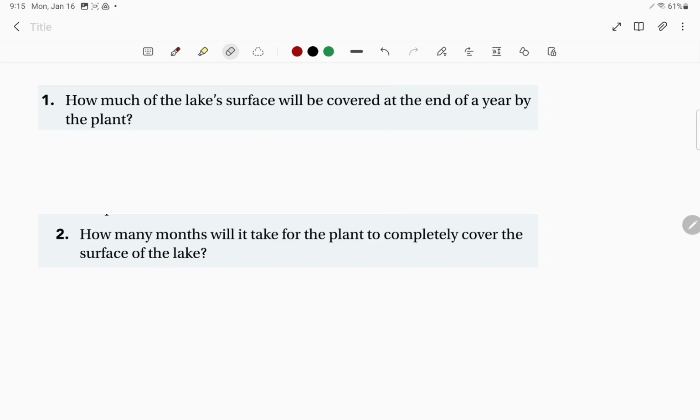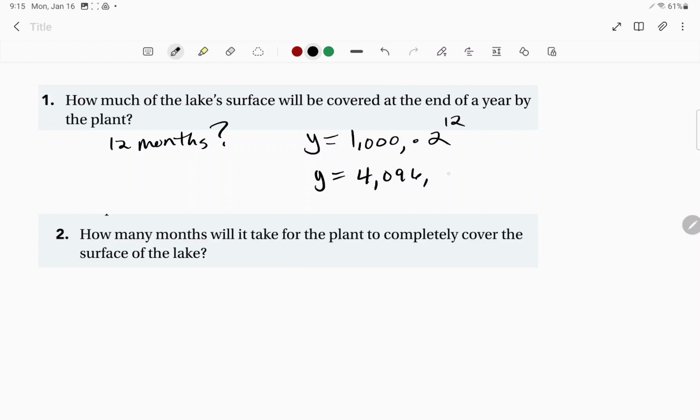So if we look at the first one, remember this is in 12 months. So if we plug in our equation, that would be y is equal to our starting value times our rate, which is doubling, to the power of 12. So you would put this into your calculator, and the area that's covered will be 4,096,000 square feet. So that's the total area that's covered after 12 months.